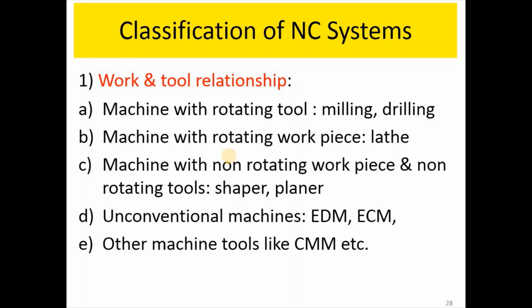classification of NC systems. The first type is work and tool relationship. In that: machines with a rotating tool, milling, drilling. Second is machines with a rotating workpiece, lathe. Third, machines with a non-rotating workpiece, that is non-rotating tools, shaper, planer. Fourth is unconventional machining, EDM, ECM. Then other machine tools like CMM.